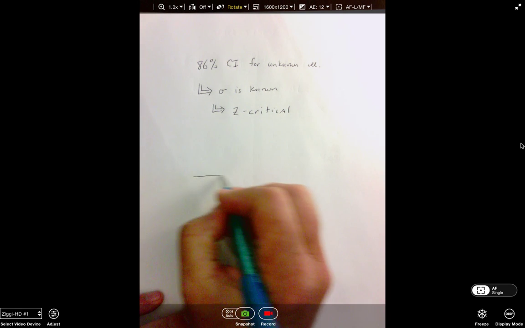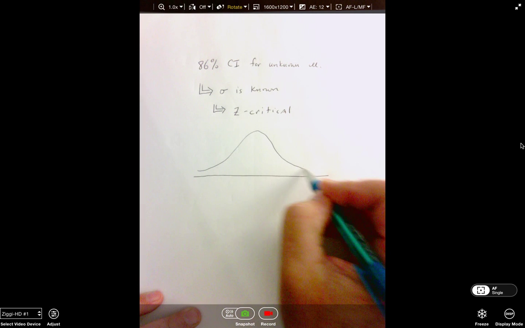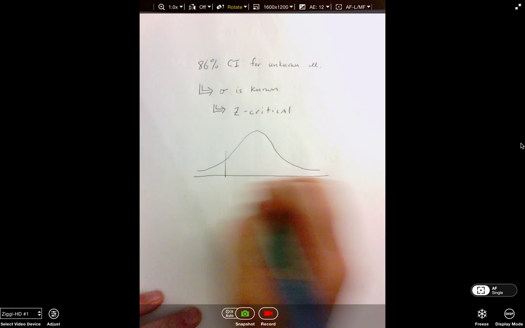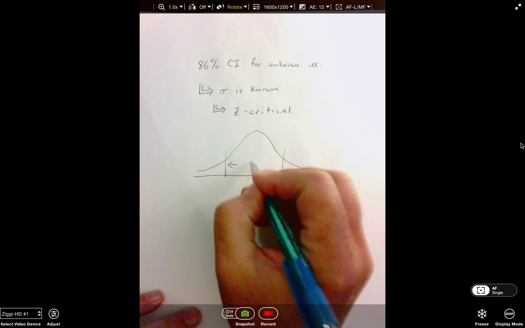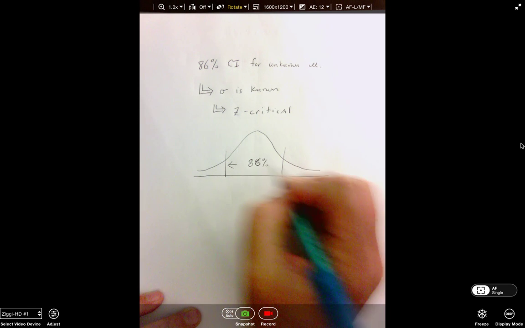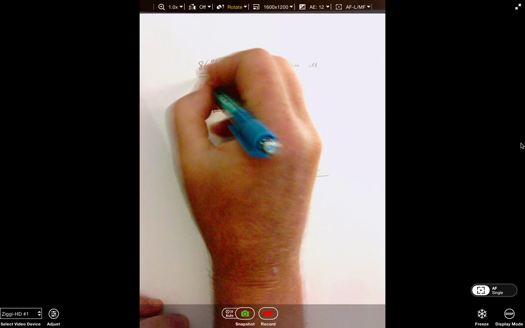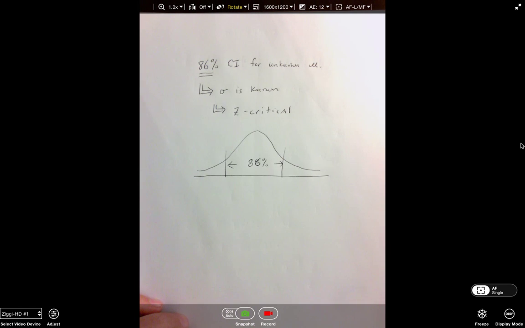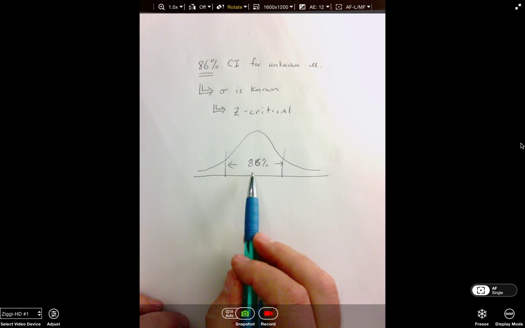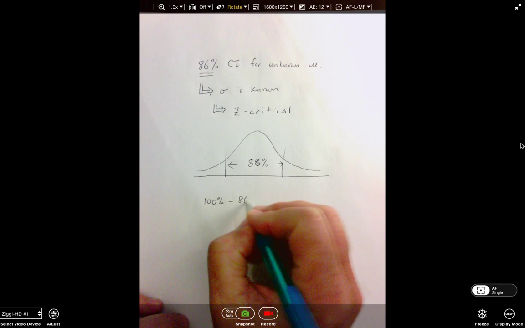So what would we do? Well, we do what I taught you in the previous video. We'd sketch out a normal distribution real quickly. We'd draw two lines, and we would put the number that we want to find that corresponds to the level of confidence that we want. We would put that in the middle. The next thing we would do is we would say, well, how much is missing?